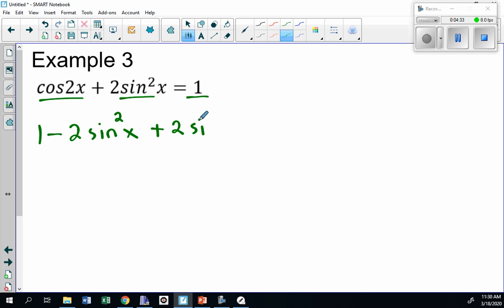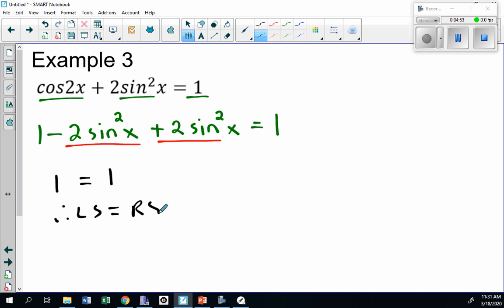And then the rest just stays the same. Well, that makes this question really fast. Already, I have two terms that are actually the same or opposites, so they're going to cancel each other out. And all I'm going to be left with is 1 equals 1 already. Well, therefore, left side equals right side, and therefore, we've proven it. Okay, that was nice. That was a fast one.